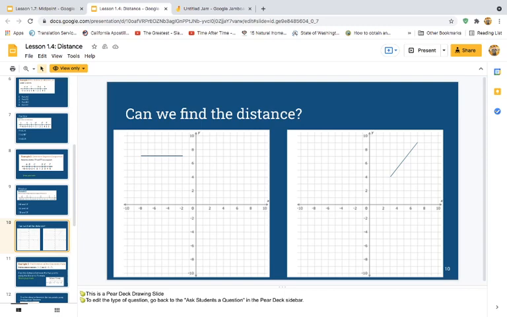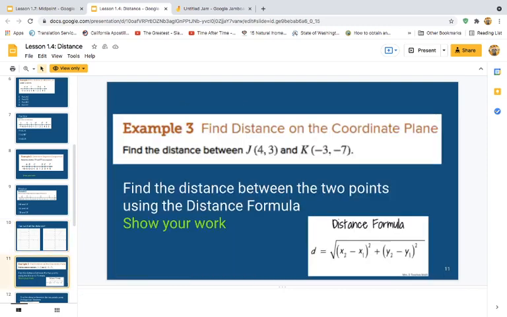Now, oftentimes you're going to get a decimal number, like a 7.2 or a 12.6, something like that. So it's pretty much impossible to count with your fingers and eyes to figure out the distance of this kind of line. And so for lines like this on a graph, we have what is called the distance formula, which we'll use here in example 3.